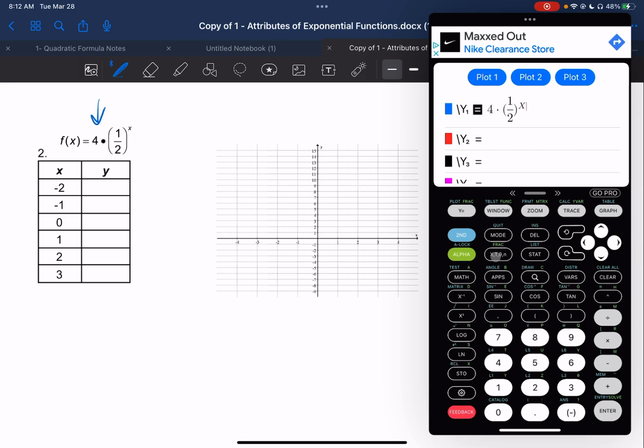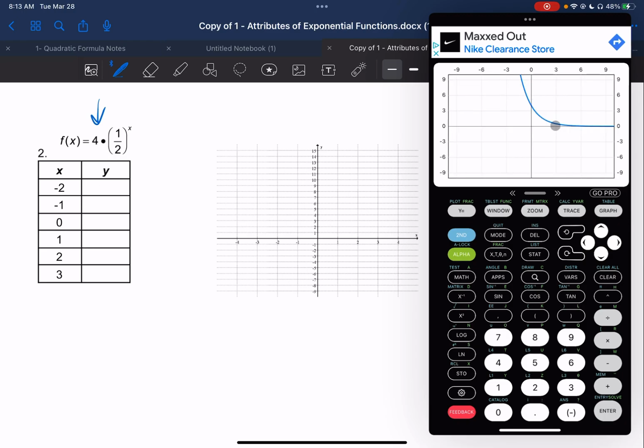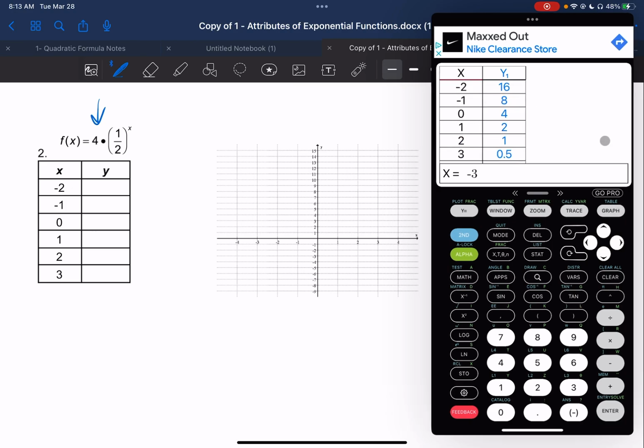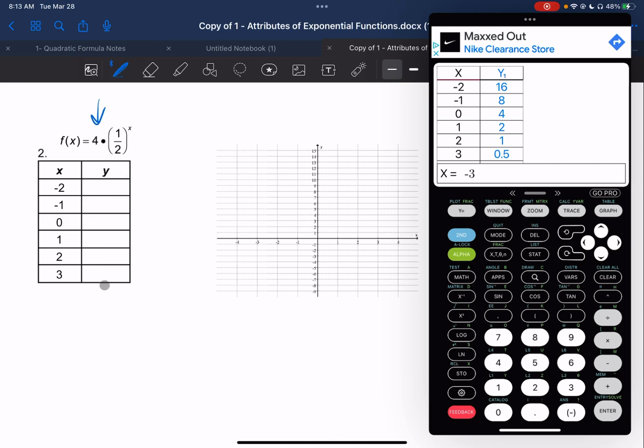All right, so then let's go ahead and do that. Now I want to look at the table, right? I can hit graph. This is what my graph looks like right here. All right, so then if I hit second graph, let's fill out my table. So -2, let's start there. So now I'm going to put these y values right here. So we got 16, 8, 4, 2, 1, 0.5.